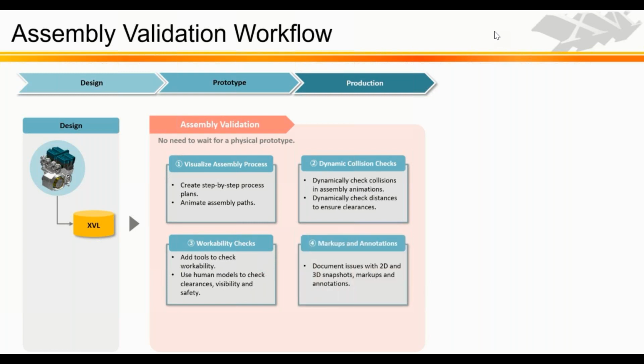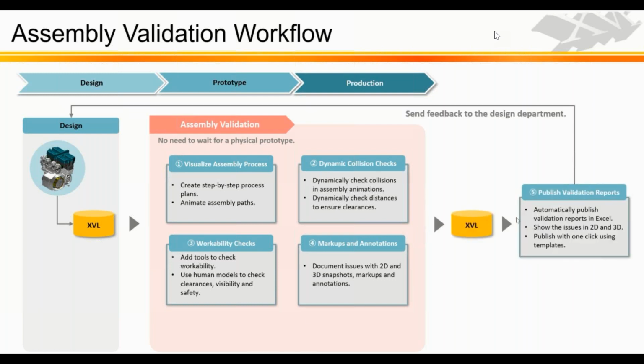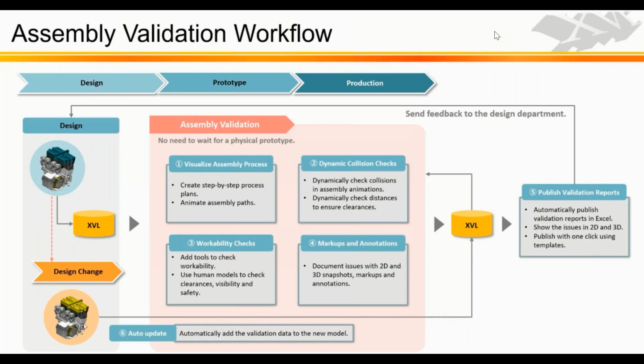And when there are issues, you can document them using 2D and 3D snapshots, markups, and annotations. After completing your assembly validation, you can save the XPL file and automatically generate reports which are sent back to the design team. When there's a new version of the model, you can use XPL Studio's auto update function to automatically carry forward all the work you did in the previous version of the model.